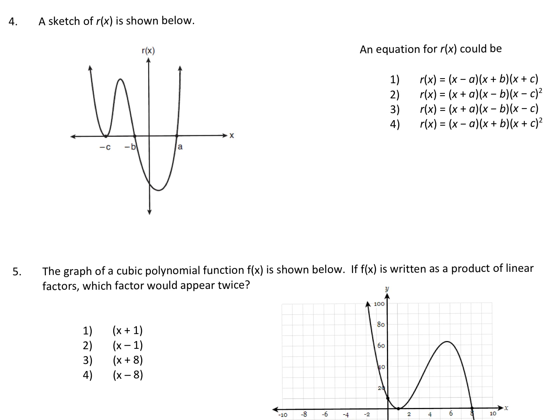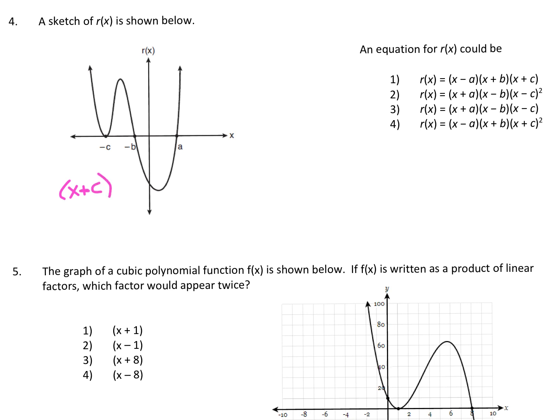Number 4, a sketch of r of x is shown below. An equation for r of x could be which? All right, well, let's see. In order to figure out the equation, let's first look at the zeros. We have a 0 at x equals negative c. So that means we have a factor of x plus c, right?